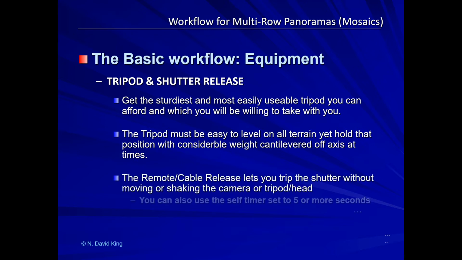The remote cable release, again, is important. It lets you trip the shutter without moving or shaking the camera. But if you don't have one, you can use the self-timer on your camera. Just set it to 5 or more seconds. In that amount of time, all of the movement you've imposed on it with pressing the shutter should go away.